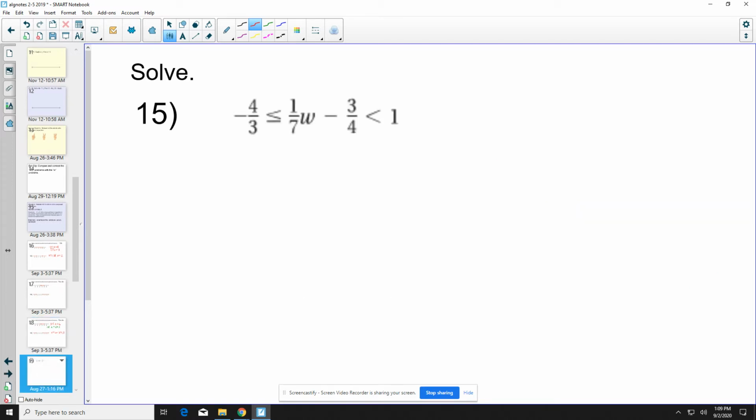Okay, let's do 15 together. 15 has fractions, but we're going to solve it the same way. So go ahead and write in your notebook number 15: -4/3 is less than or equal to 1/7 w minus 3/4, which is less than 1.